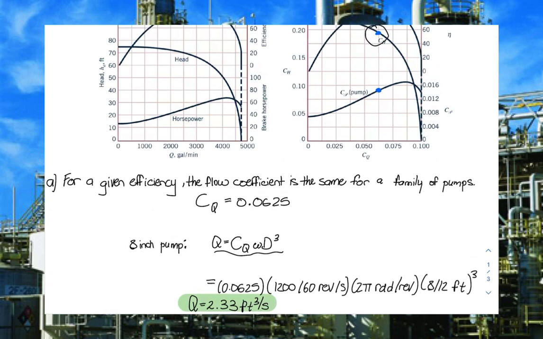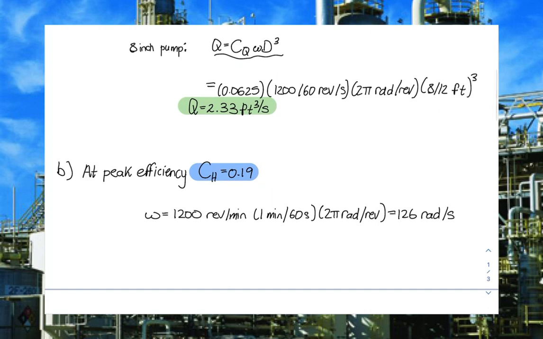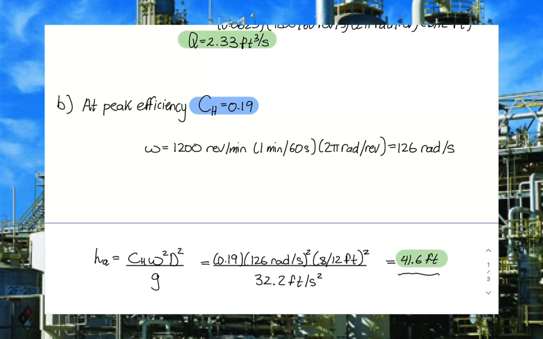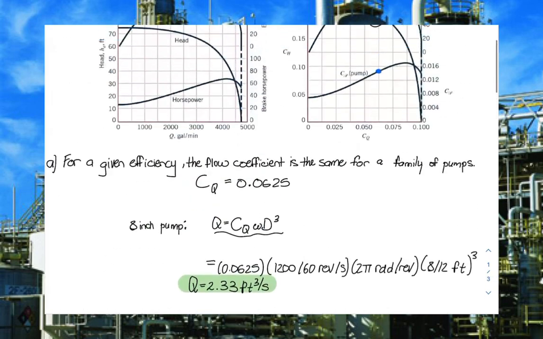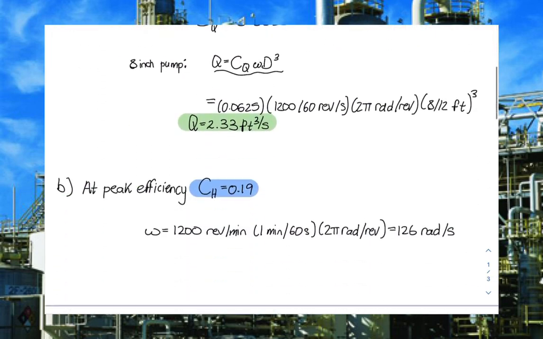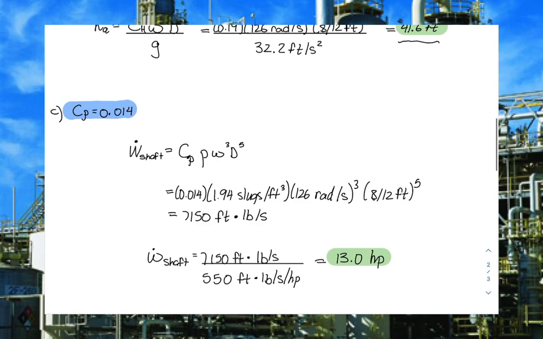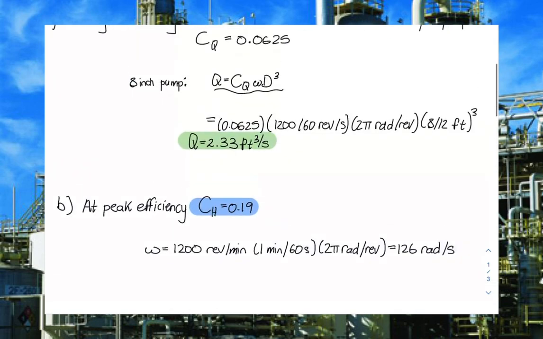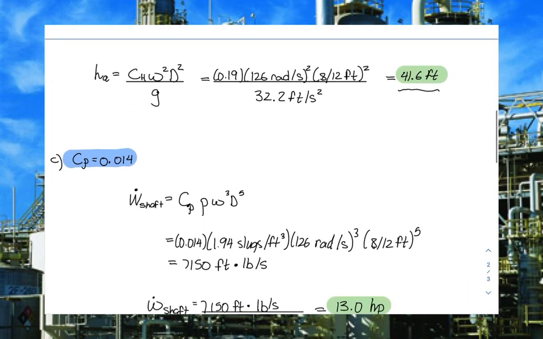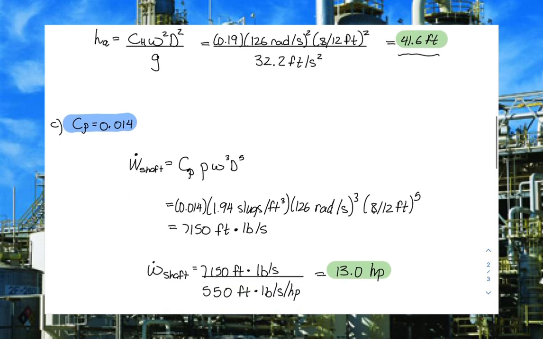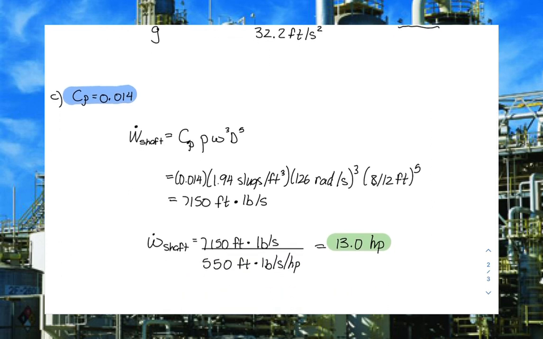Then, based on the rearrangement of the flow coefficient equation, for the 8-inch pump, the discharge would be equal to the flow coefficient times the rotational speed times the diameter cubed, which would give us 2.33 feet cubed per second. Then in order to calculate the actual head rise, we'd rearrange the head coefficient equation, and at peak efficiency, CH is equal to 0.019, as shown here. The rotational speed is 126 in units of radians per second, so the rearrangement of the equation for the head coefficient would give us 41.6 feet.